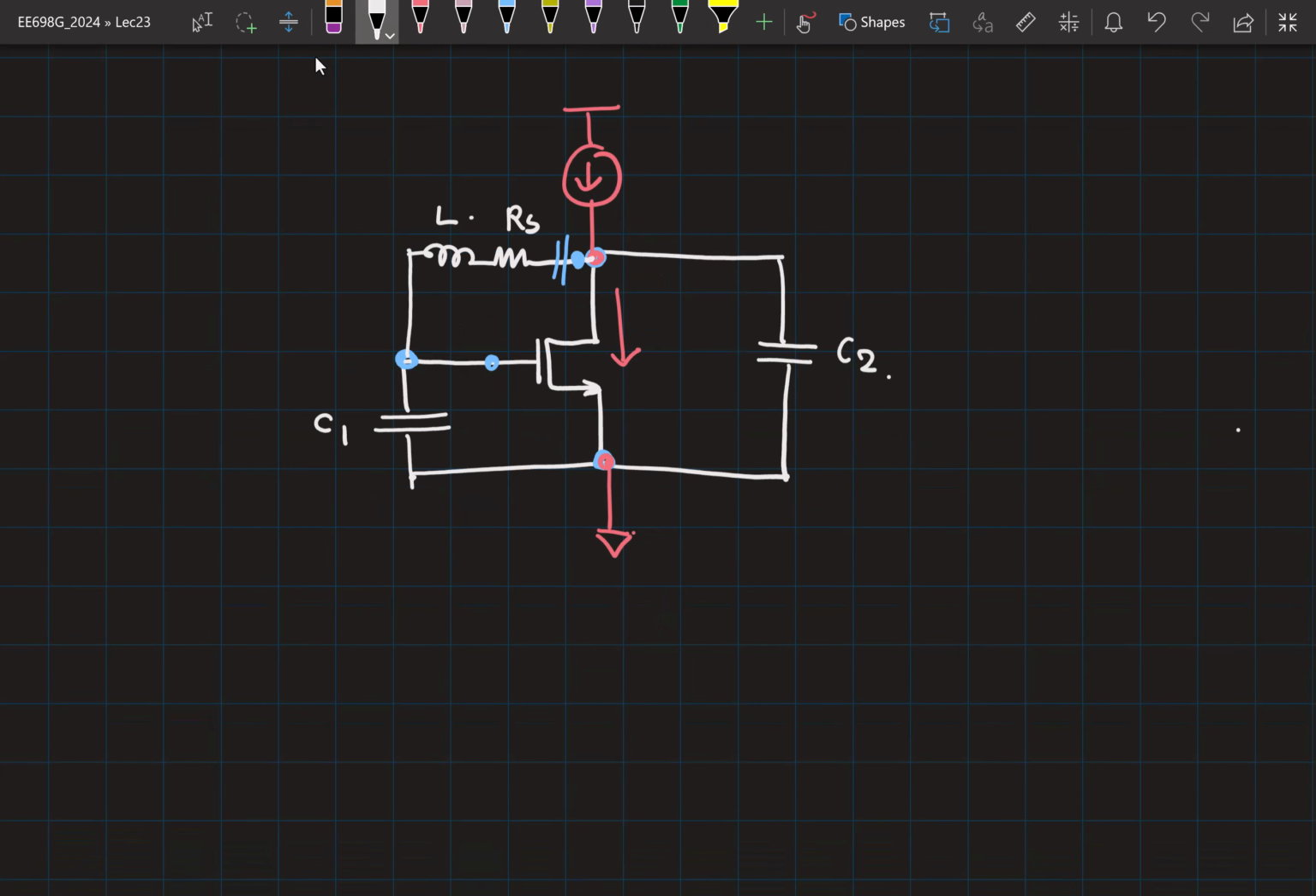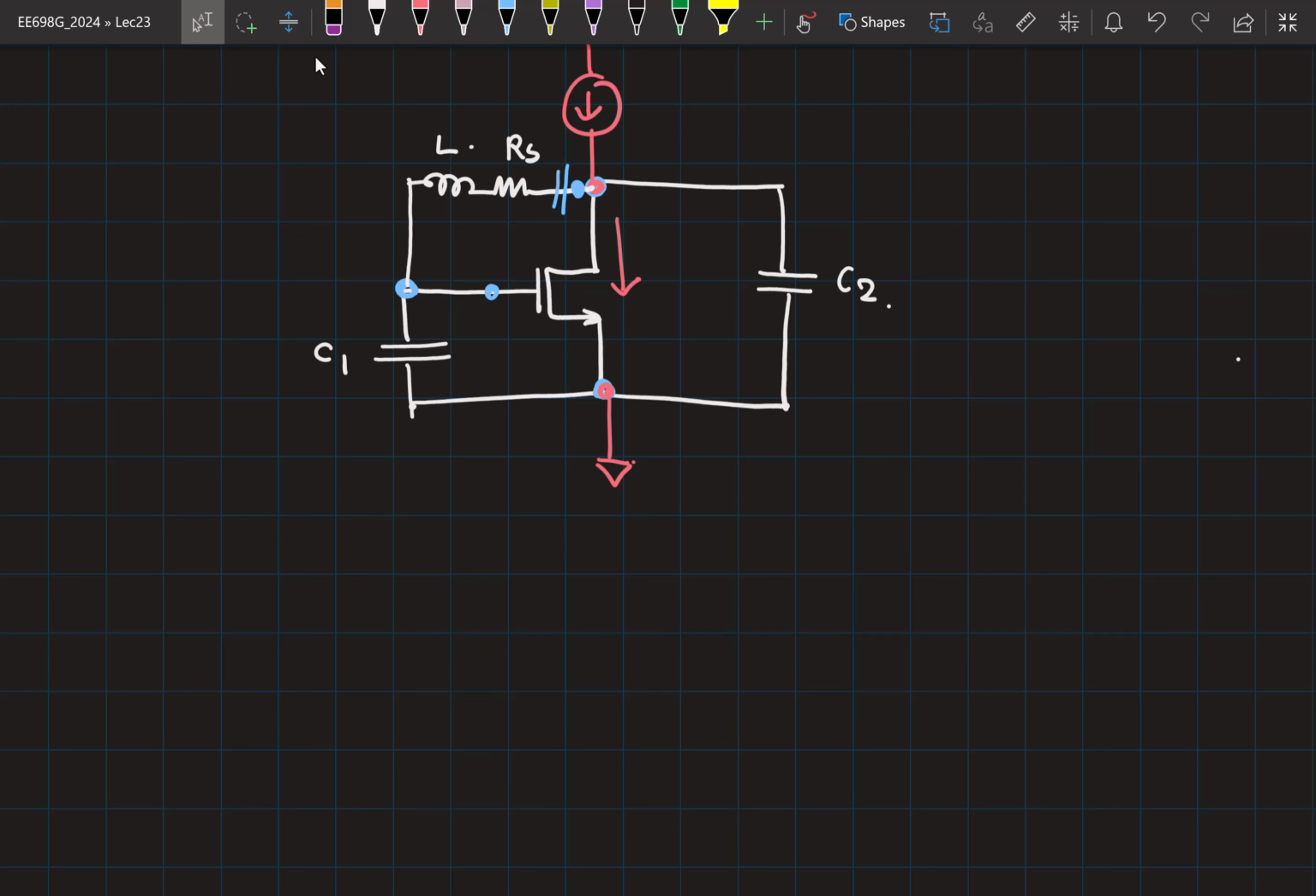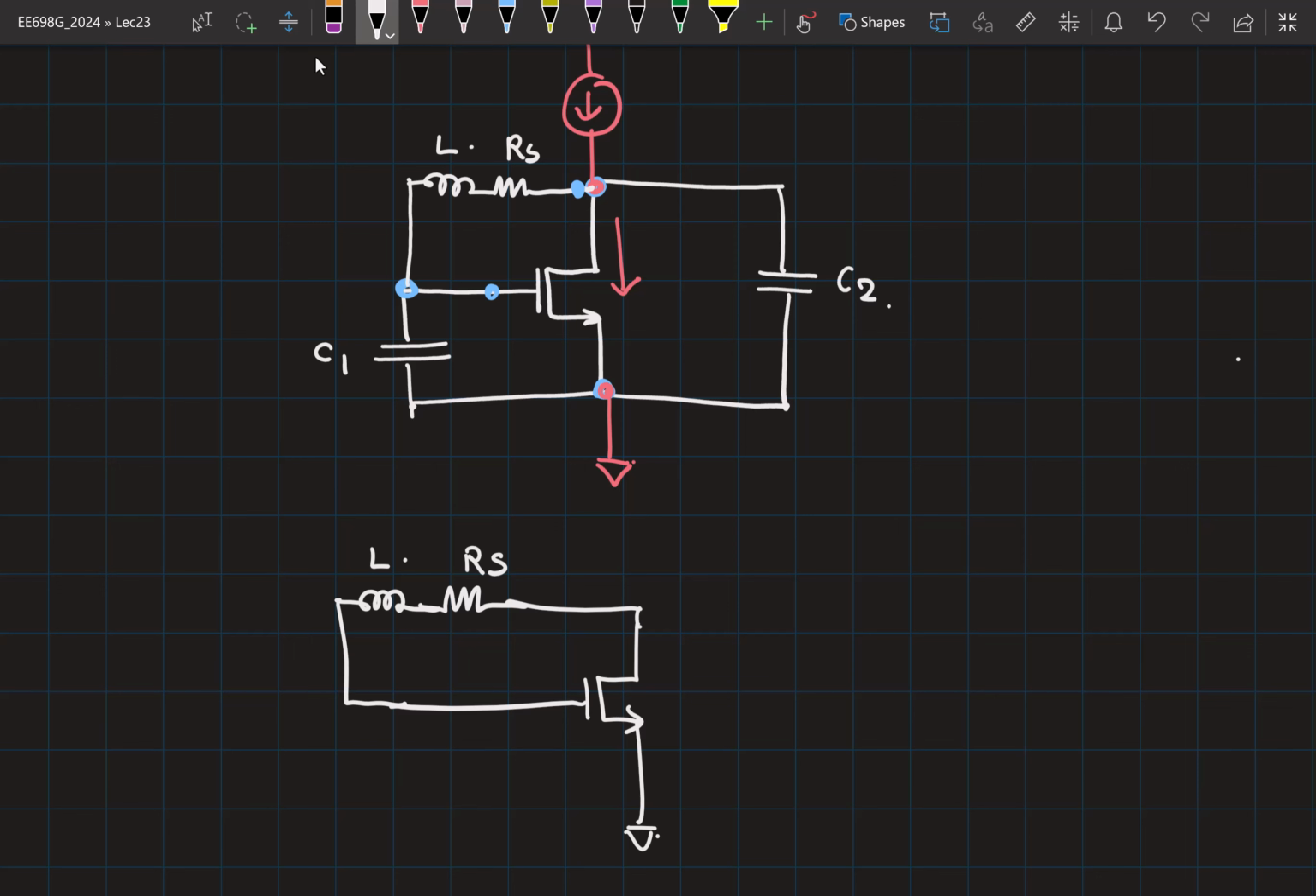So let me redraw the image quickly. First I'll start with the small signal model. This is connected to ground. So from here you have an RS. There is an inductor. And there is a C1 here. You have C2 connected from the drain of the MOSFET to the ground. I will simply draw it like this.